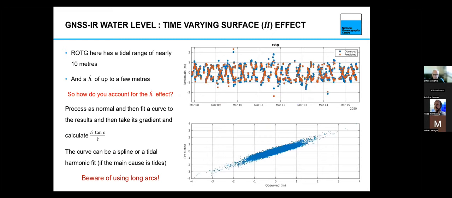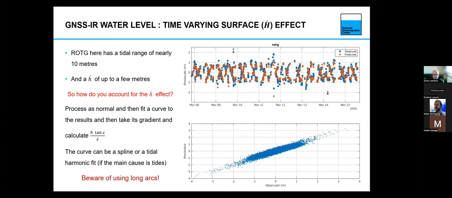So here's another example. This is ROTG, which has a tidal range of nearly 10 meters, so it's another big one. So it has an h dot of up to a few meters. On the top there, these are the residuals after taking off the tides. Blue is the observed residuals, and you can see there's still a tidal pattern in there, and orange is predicted from the tides.